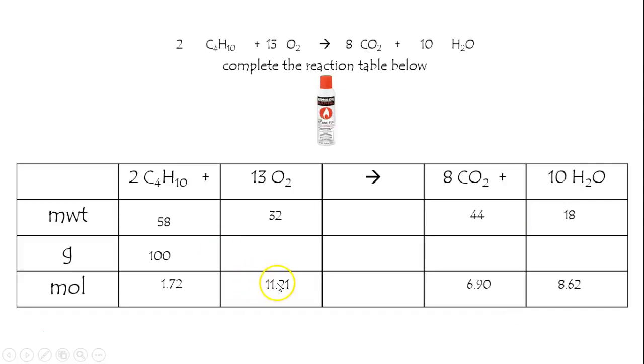And then if we're making 11.2 moles at 32 grams per mole, that's getting on towards 400 grams. 358 grams will do it. 6.9 moles, but 44 grams is a mole. That is what, 300-ish? 303 grams. And by the way, that is exactly how many grams of carbon dioxide is produced. And 8.62 moles of water is 155 grams of water.